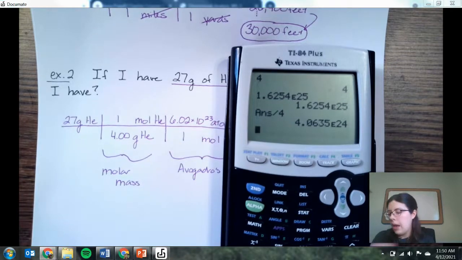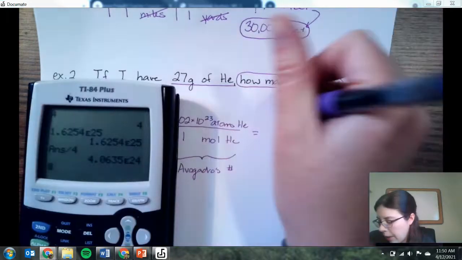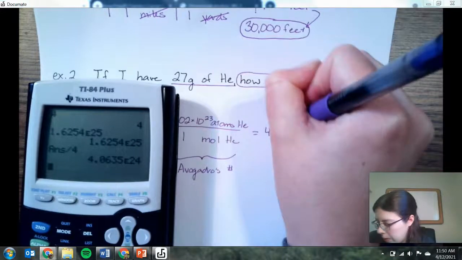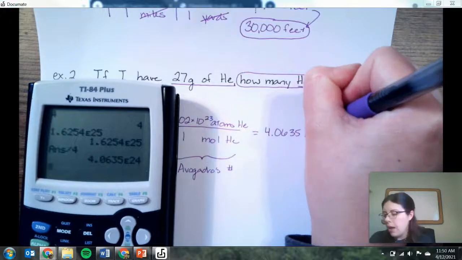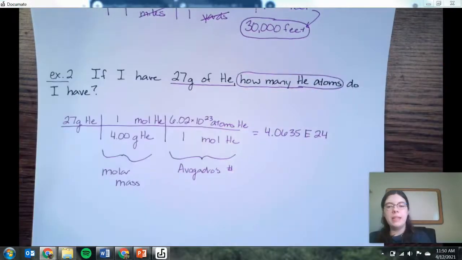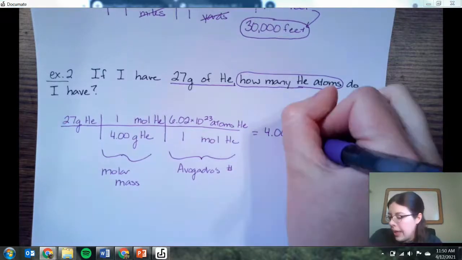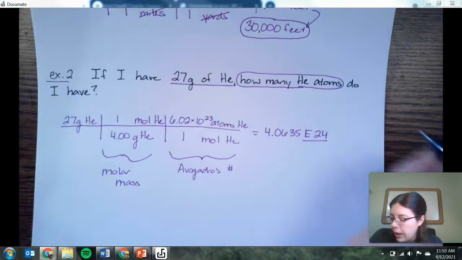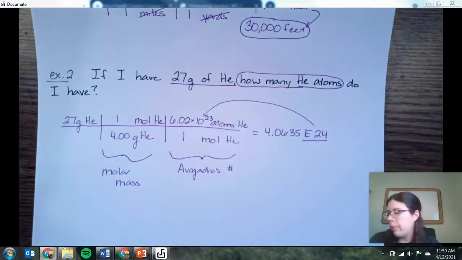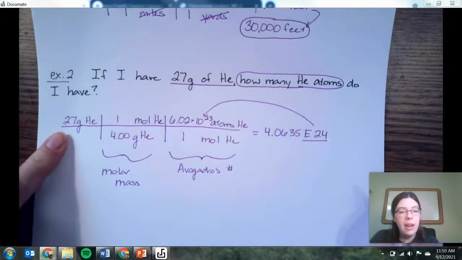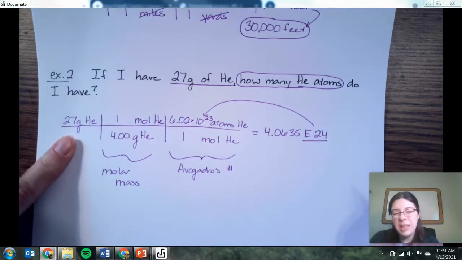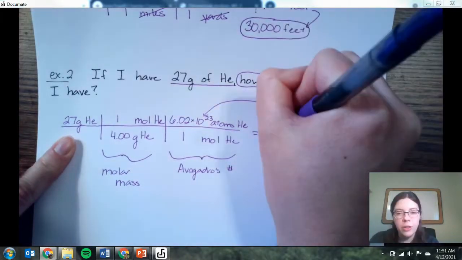So if I go ahead and write this down, my calculator spits out 4.0635 E24, but that is not proper notation when you think about sig figs, and we need to put it back into scientific notation. So this E24 takes the place of that times 10. So I'm going to go ahead and rewrite that. And I also need to think about the number of sig figs. From my given, I see I have 2 sig figs. So that means I need 2 sig figs in my answer. So I'm going to chop my answer off after my 0.